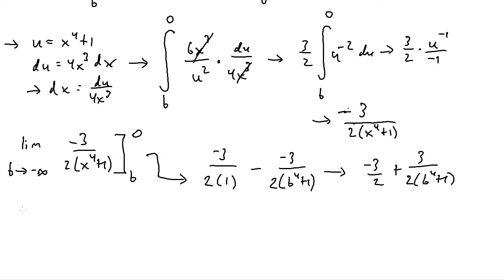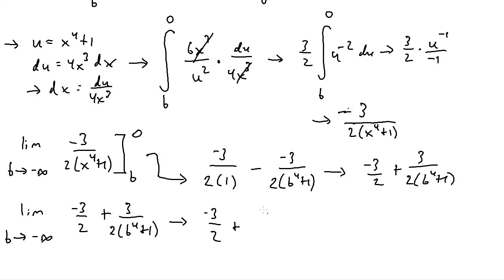And once again, I can rewrite the limit notation. So the limit as b approaches negative infinity of negative 3 halves plus 3 over 2 times (b to the 4th plus 1). And now I can substitute negative infinity in for b. So I'll get negative 3 halves plus 3 over 2 times (negative infinity to the 4th power plus 1).